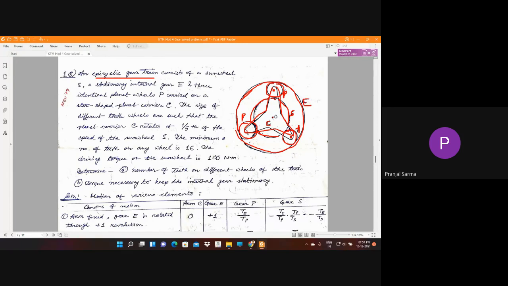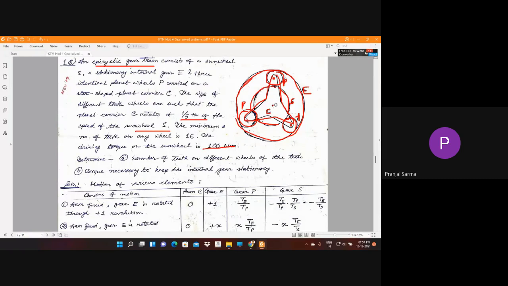Now what is given: the sizes of the different toothed wheels are such that the planet carrier C, this star-shaped planet carrier, rotates at 1/5 of the speed of the sun wheel S. The minimum number of teeth on any wheel is 16, and the driving torque of the sun wheel is 100 Newton meter. You need to find the number of teeth on the different wheels of the train, as well as the torque necessary to keep the internal gear stationary.